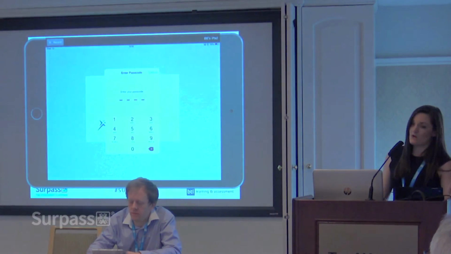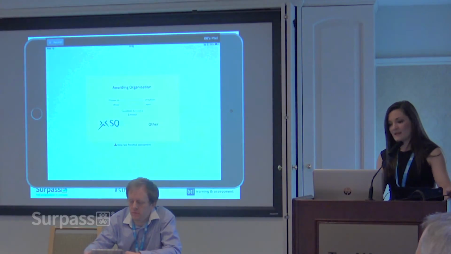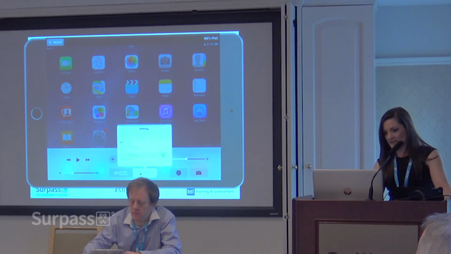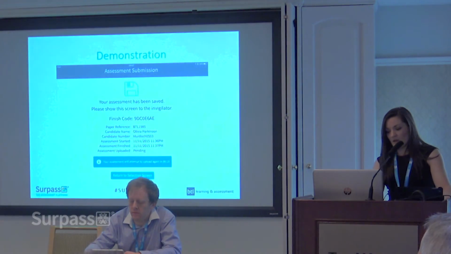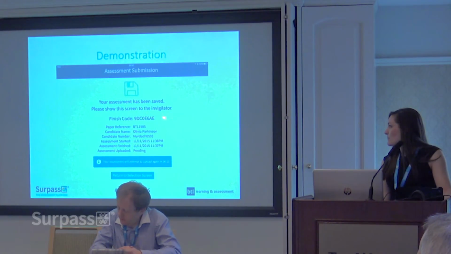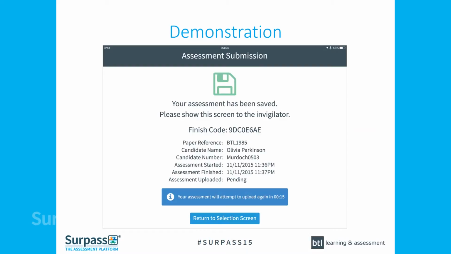If the device did not have a connection to the internet at the time of finishing the assessment, we get a slightly different screen which provides different information to the invigilator. So this submission screen displays a finished code. This again is a combination of the assessment details, so paper reference, awarding organisation, assessment year, and centre number. This can be generated on the device itself in a similar way to the unlock code.